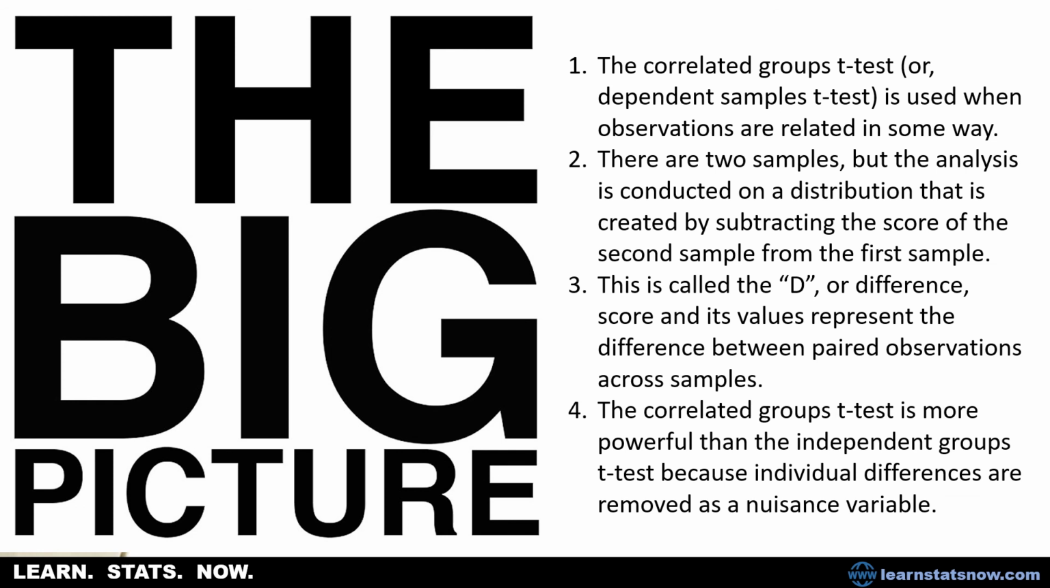Now, the correlated groups t-test is more powerful than the independent groups t-test because individual differences are removed essentially as a nuisance variable. Okay. All right, so the next step is we're actually going to walk through the steps and conduct a correlated groups t-test by hand.